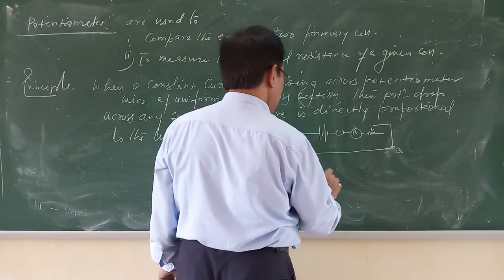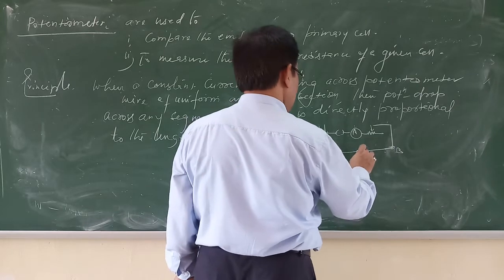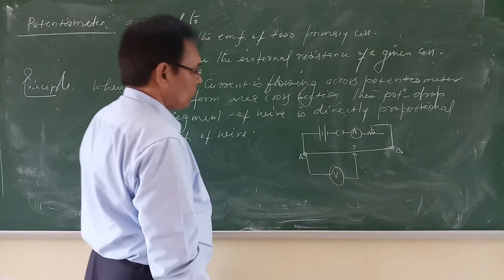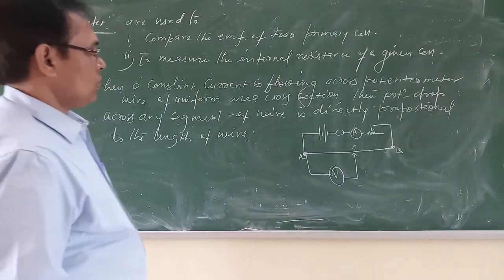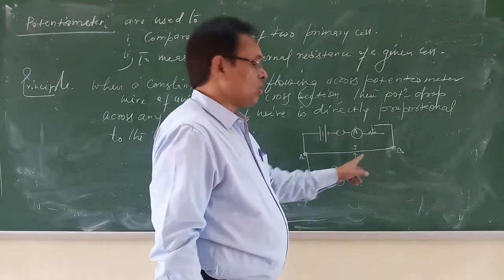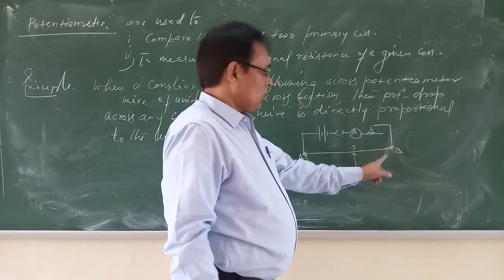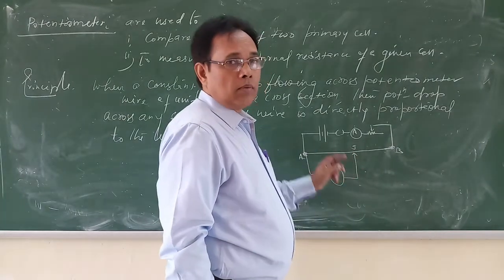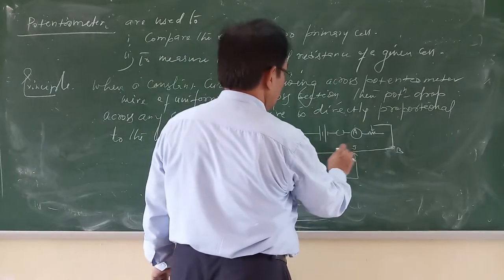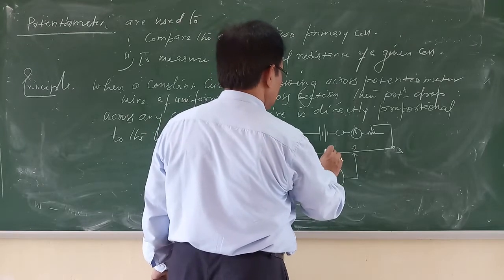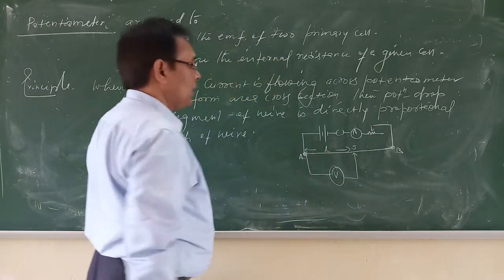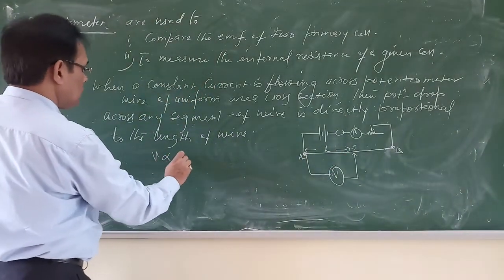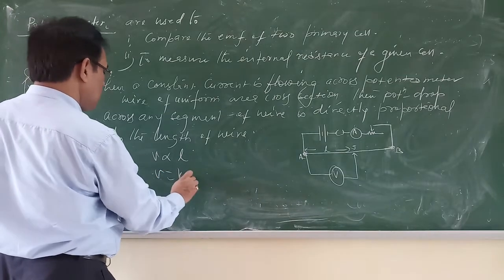And now from here you connect a voltmeter, and then this is the jockey. So you slide the jockey over the potentiometer wire. Here only one segment of wire is shown, 1 meter wire. If you slide the jockey over the wire, let the potentiometer be balanced at the length L. This segment has length L. So the potential drop across this length is directly proportional to L. Therefore V equals KL.